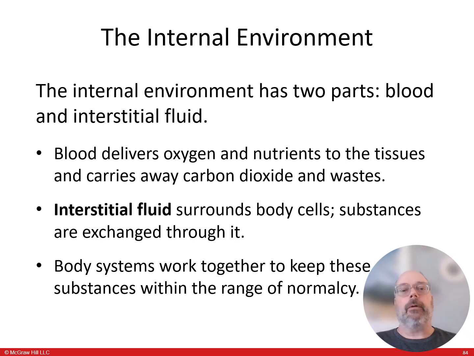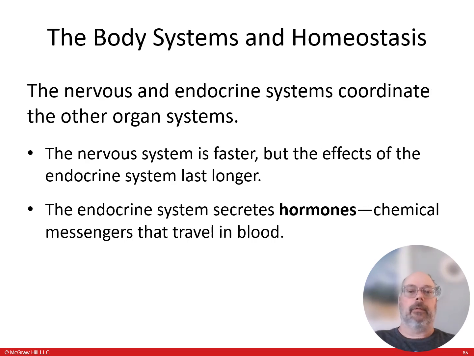All right, so the internal environment where we regulate temperature and pH, we could talk about the blood and the interstitial fluid. All right, blood delivers oxygen, takes away carbon dioxide and waste. Interstitial fluid surrounds the body cells and substances are exchanged through it. And so these act as buffering systems that keep our bodies in homeostasis. Homeostasis can also be affected by the nervous system and the endocrine system, which can secrete hormones, which might speed up the heart or slow it down or increase or decrease your body temperature.